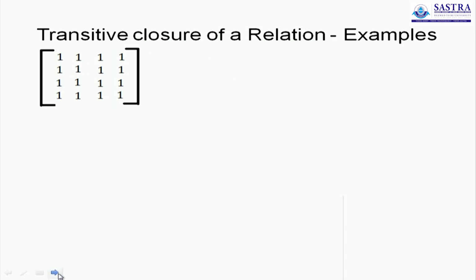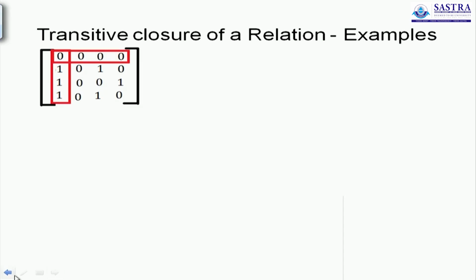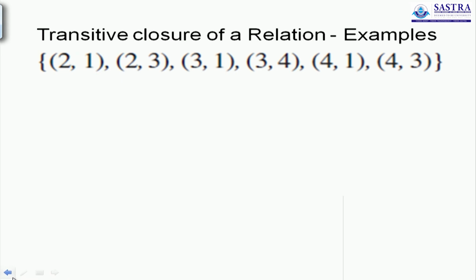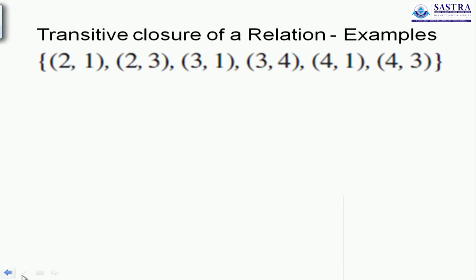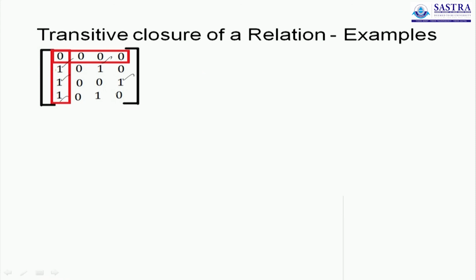Therefore, the end result of running Warshall's algorithm will mean that the transitive closure is obtained when you have all 16 ordered pairs, 1 1 through 4 4, included as a part of the relation. Going back to the original matrix, you have 2 1, 2 3, 3 1, 3 4, and you have 4 1 and 4 3.